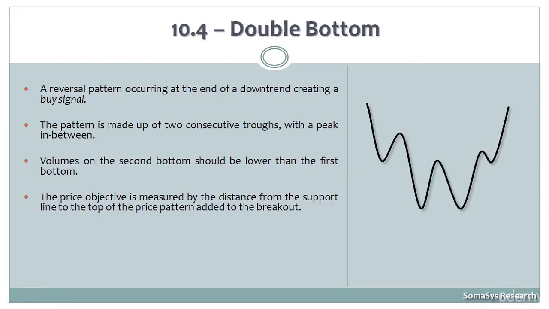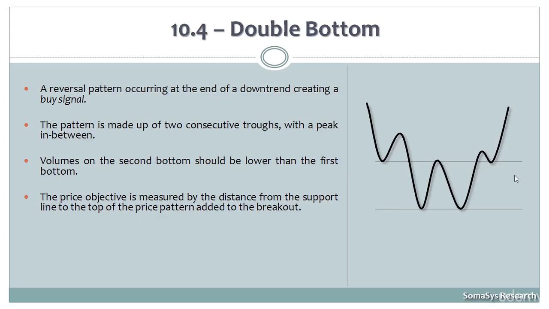A double bottom is a reversal pattern occurring at the end of a downtrend, creating a buy signal. This pattern is made up of two consecutive troughs that are roughly equal with a peak in between. Breaking the resistance between the troughs completes the double bottom and will lead to a change in trend.